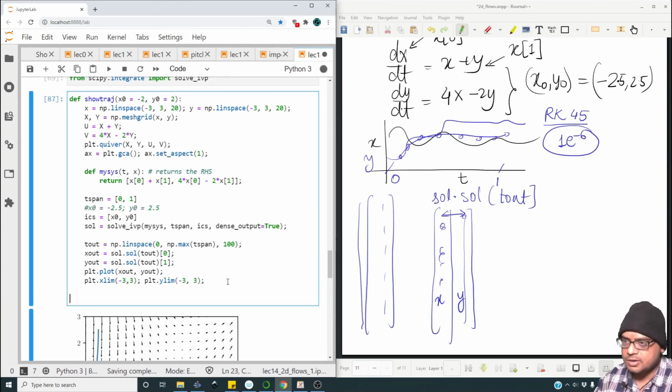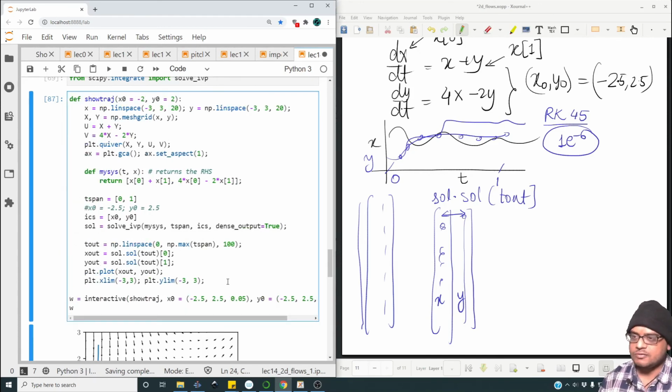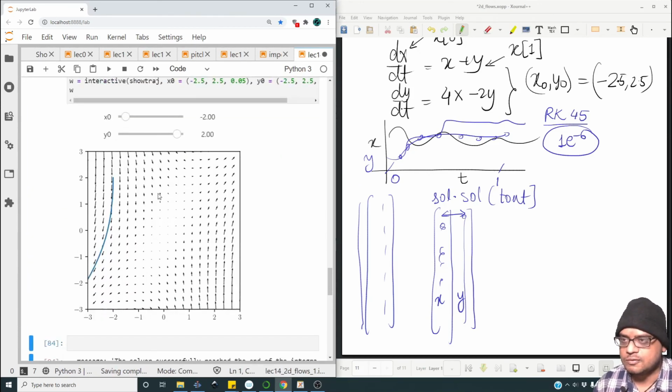We're gonna comment out this particular line. Then we're gonna write w equal to interactive show traj. We're gonna pass the function handle x naught equal to -2.5. Oh, so this has to be -2.5 to 2.5 in steps of 0.05, and y naught will be -2.5 to 2.5 in steps of 0.05. Then we're going to show the widget. Okay, so we have shown the widget. Let me change. Okay, so now this is how the trajectory appears.